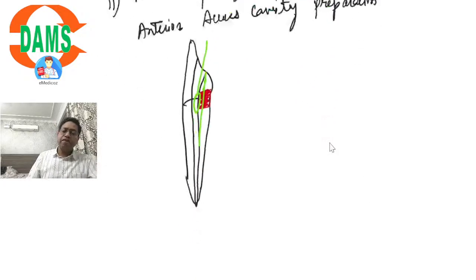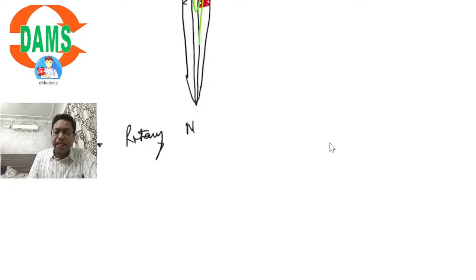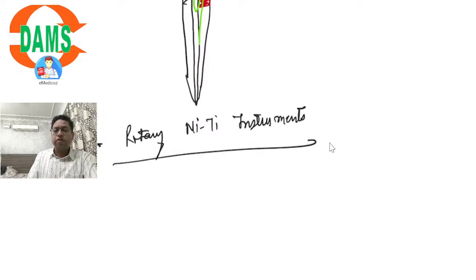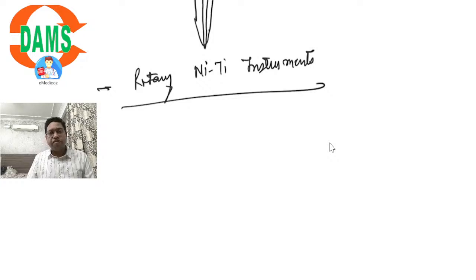The second category of instruments, mechanized instruments, which are predominantly used, are rotary nickel titanium instruments. In contemporary endodontics, the major chunk of instruments that we use for cleaning and shaping of the root canals are the rotary nickel titanium instruments. This nickel titanium is basically an equiatomic alloy.